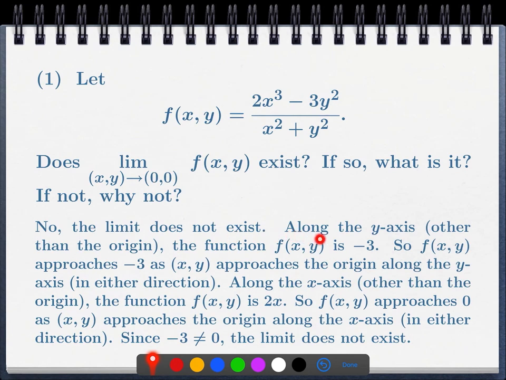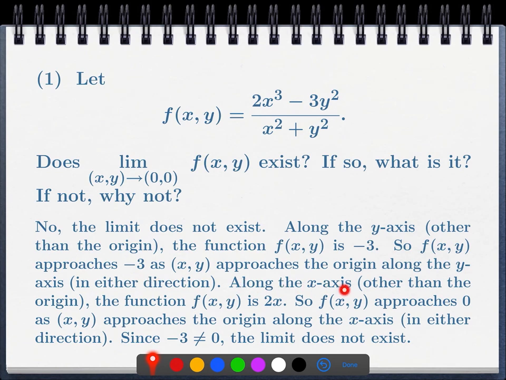The reason is, well, you can do different directions, but the way I did it was to look along the y-axis. On the y-axis, x is 0, so that term won't be here, and you'll just have minus 3y squared over y squared, which is minus 3. So unless you're at the origin, if you're on the y-axis, you're just going to have minus 3 for the value. And as you approach the origin, whether you're going from the positive or negative direction, you're going to be getting minus 3, because f is always minus 3 on the y-axis other than at the origin. So we get minus 3 as we approach the origin along the y-axis.